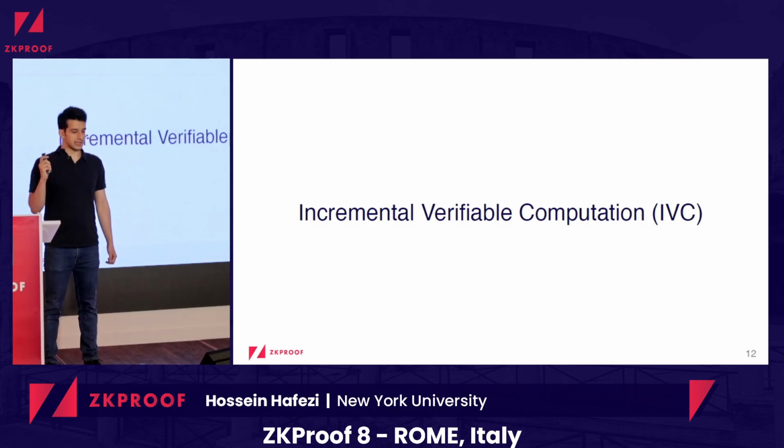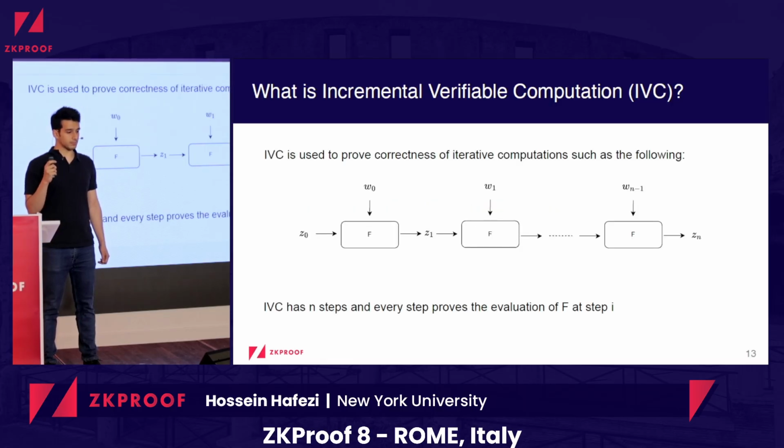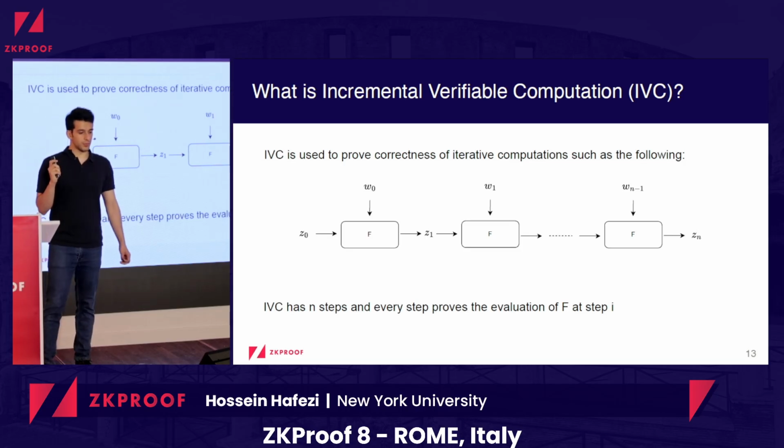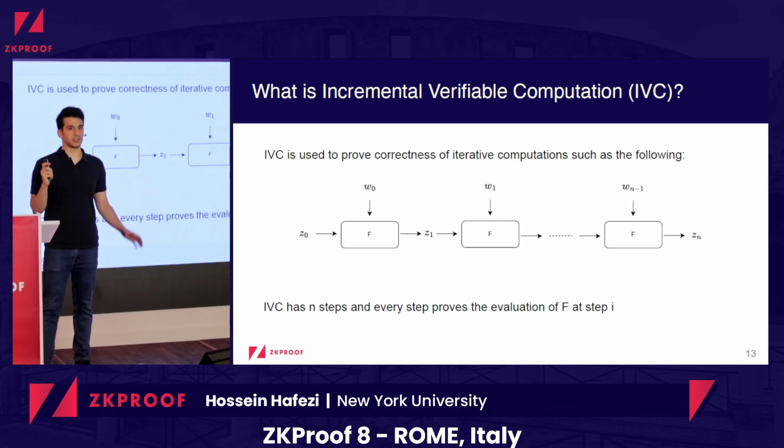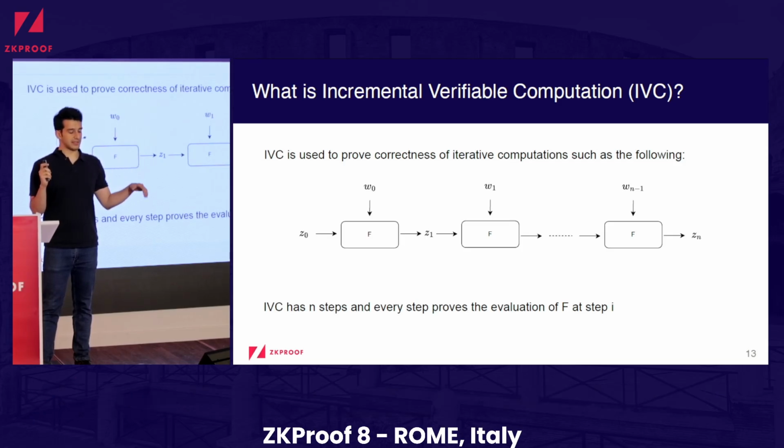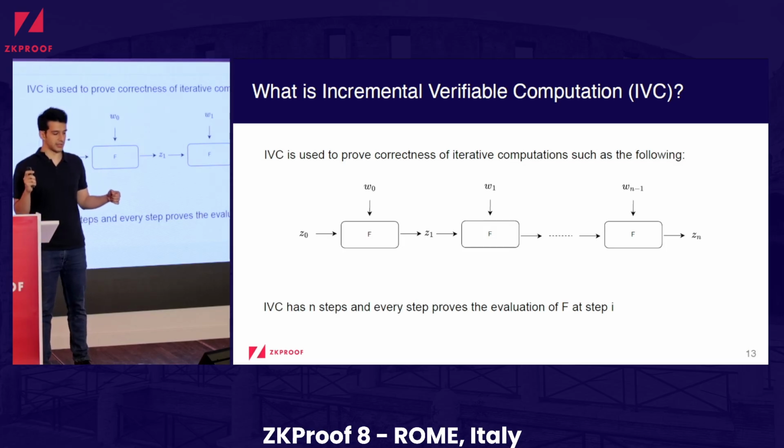And let's quickly see what incrementally verifiable computation, or IVC, is. So IVC is used to prove correctness of iterative computations, like the one you see on the diagram. In an iterative computation of a function f, the input to each step is the output of the previous step, and every step can also take a non-deterministic witness as well.